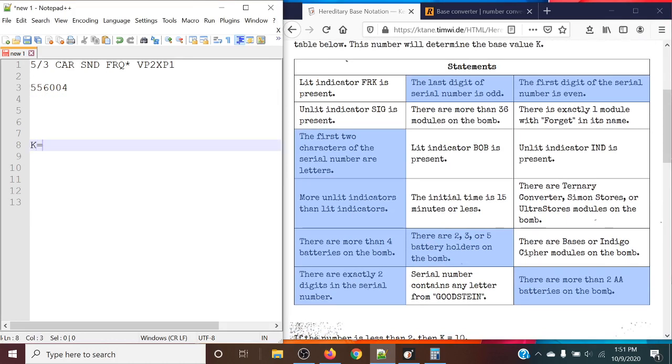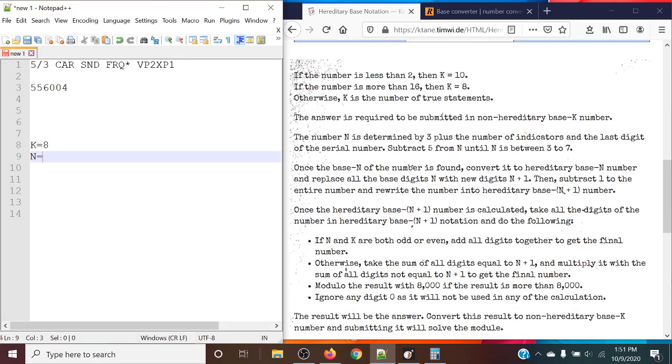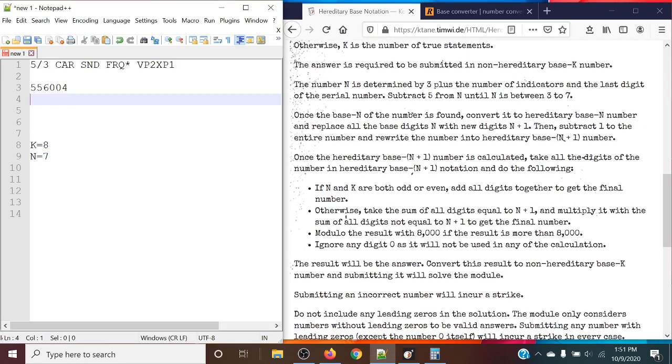So our base K, our answer is going to be in base 8. Our N value, let's go down here. So we start with 3. We add the amount of indicators, being 3. And we have the last digit of the serial number, which equals up to be 7. So now we know that this was in base 7.